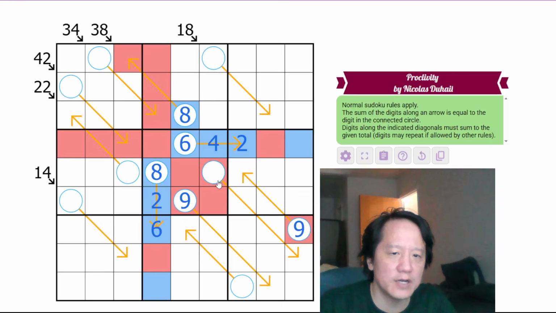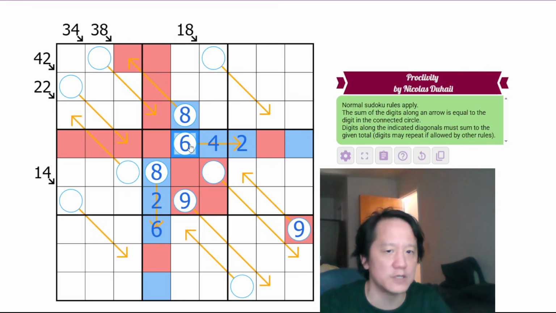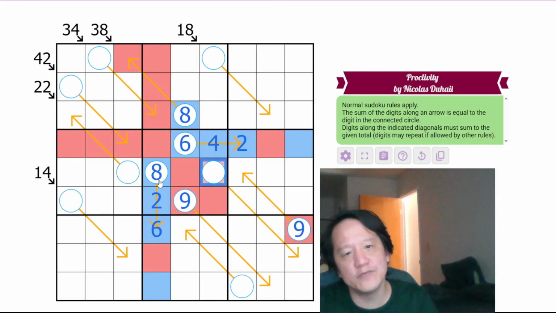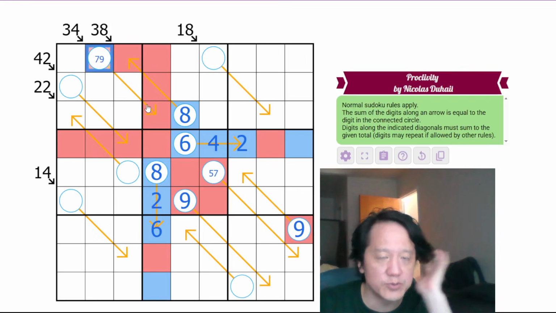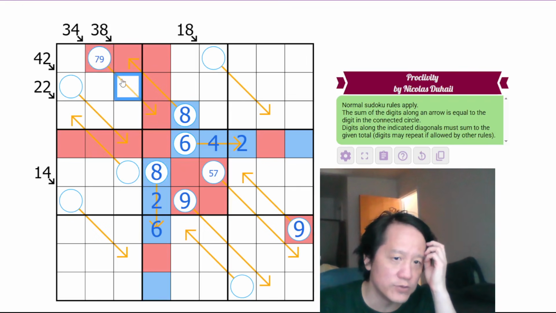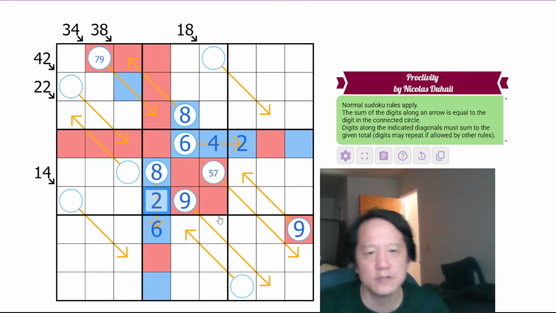But we could have 7 and... So 28 divided by 2 is 14. So this could be 7 and 7, or it could be 5 and 9. Either way, this is guaranteed to be odd. To sum up to an odd sum, we need, with 2 digits, it must be 1 odd and 1 even, so therefore this is even.